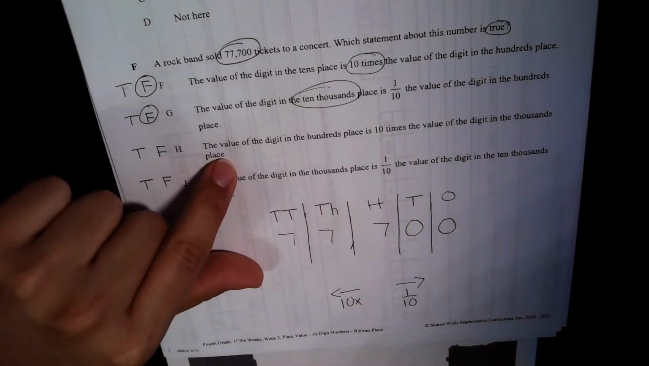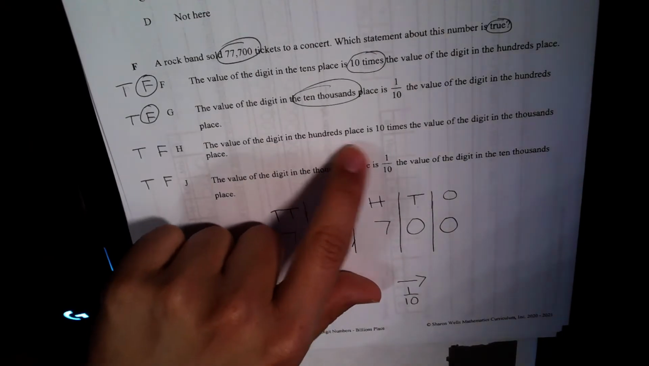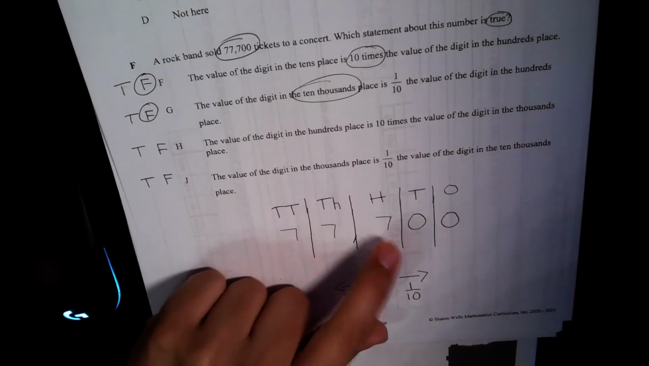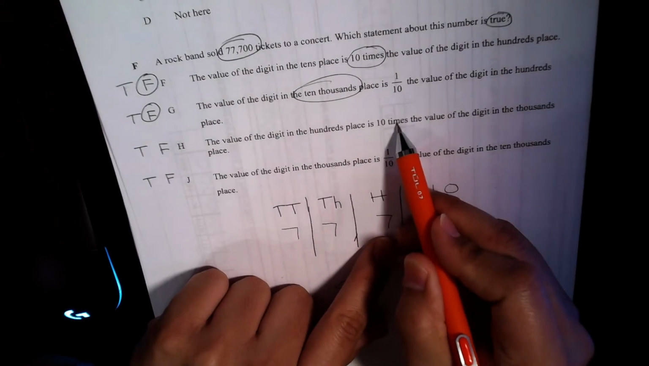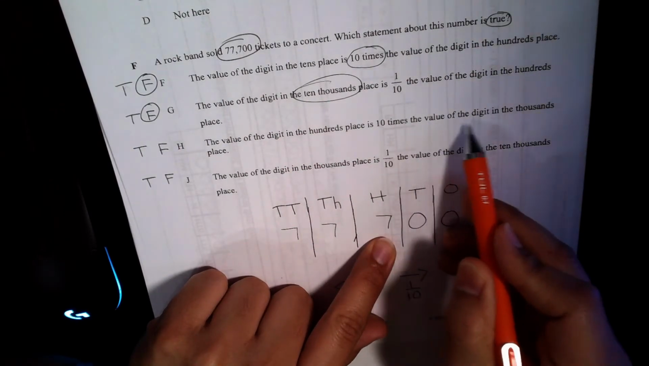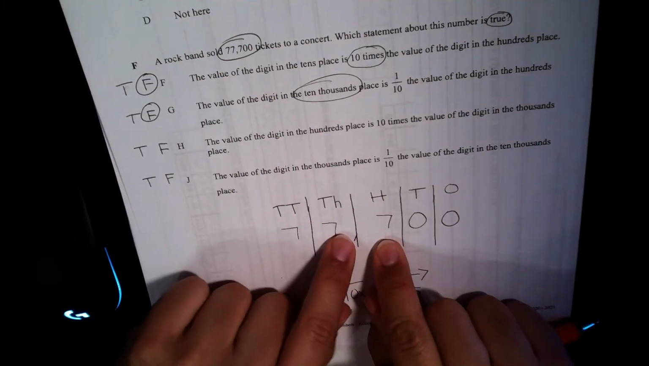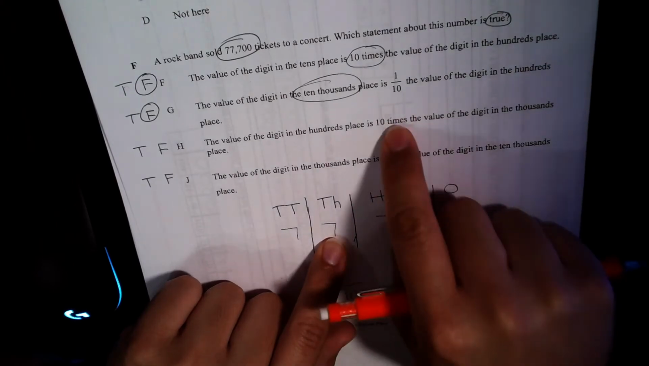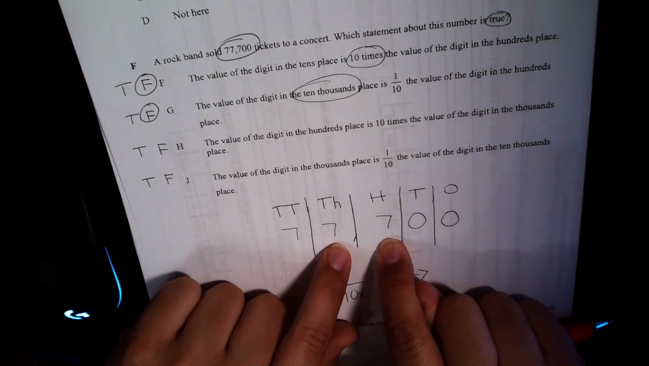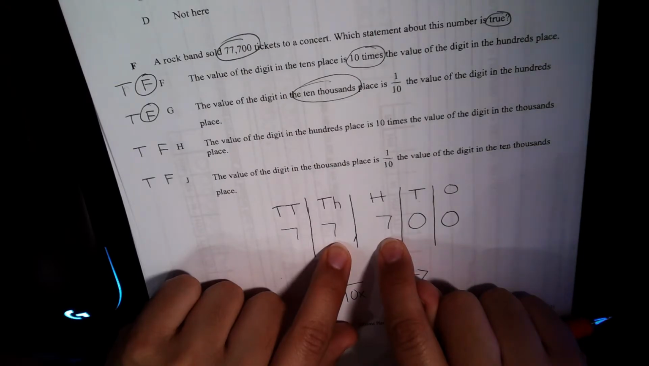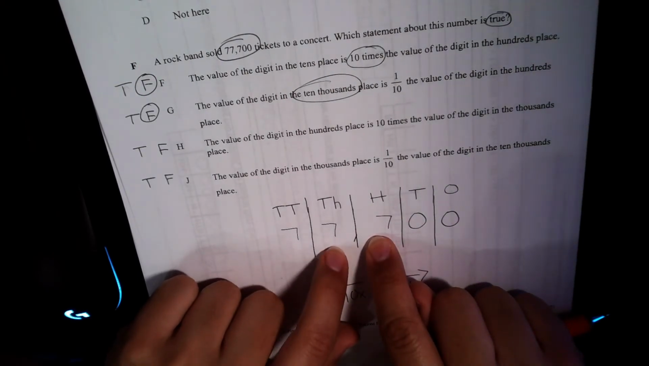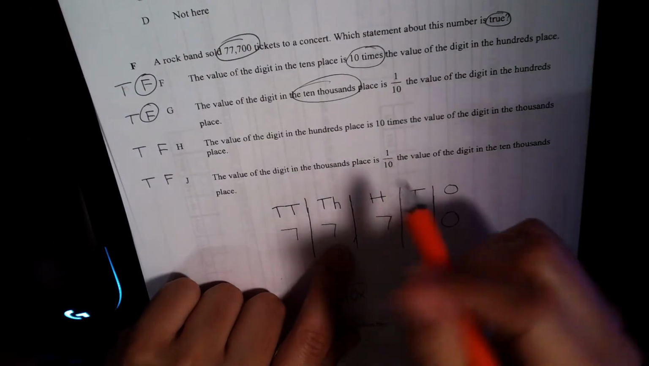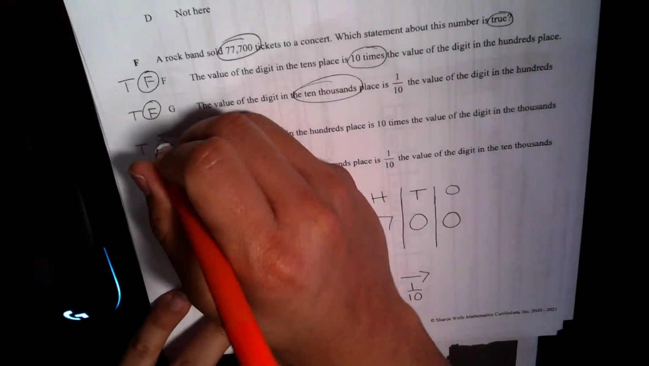Okay. The value of the digit in the hundreds place, right here, is 10 times the value of the digit in the thousands place. So this one here. So is the hundreds place 10 times, is it bigger than the thousands place? Can the hundreds place be bigger than the thousands place? Nakai? No. So that's false.